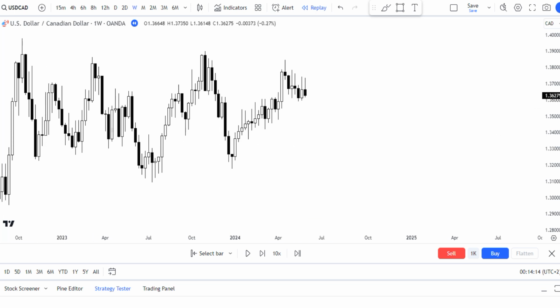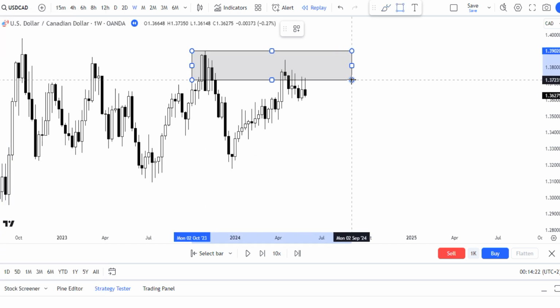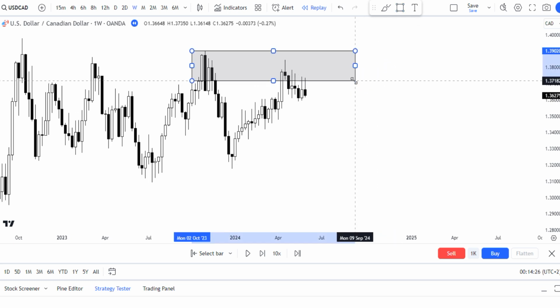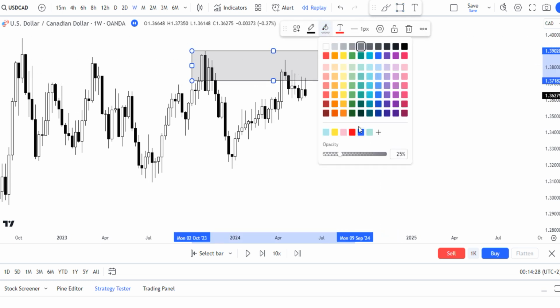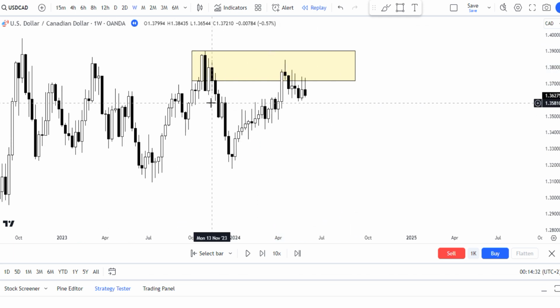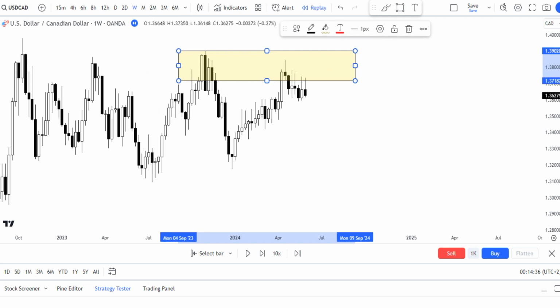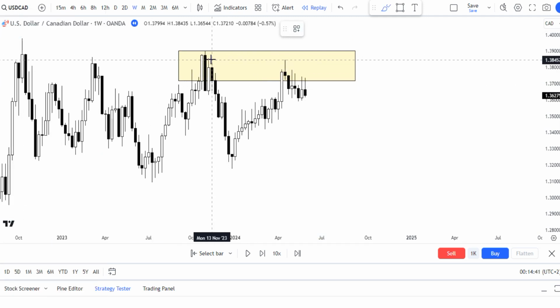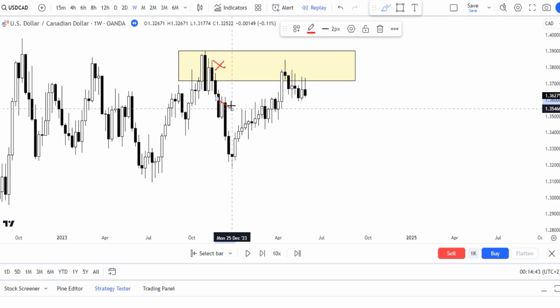Okay, first of all, this is the weekly chart. In this weekly chart we had this weekly imbalance right here. Let me make it yellow. Now the question is why this weekly became an imbalance. Why this one, why not this one?